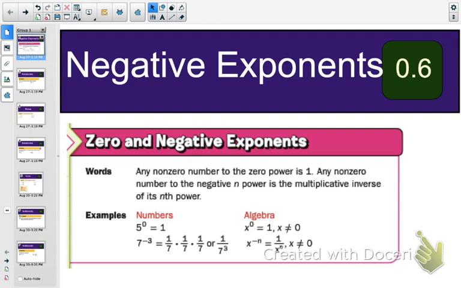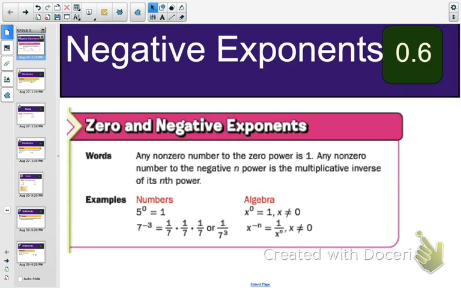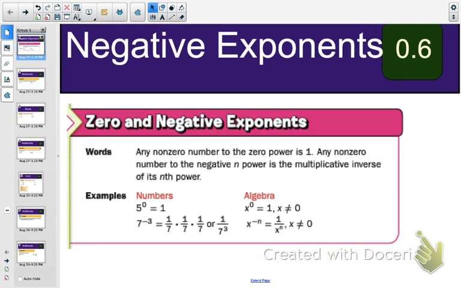Today we're going to talk about negative exponents and also zero exponents. So, more review from last year. Let's read what this says. It says, any non-zero number to the zero power is 1. So what that means, if you look down here, is this example right here. So 5 to the 0 is 1. Okay, and I'm going to show you why.